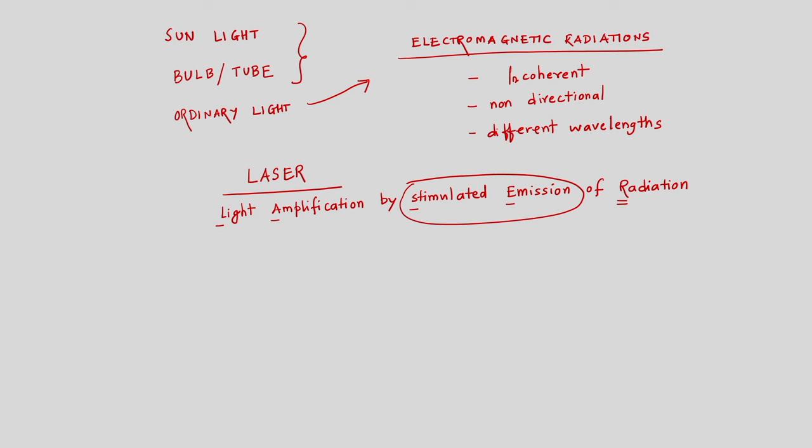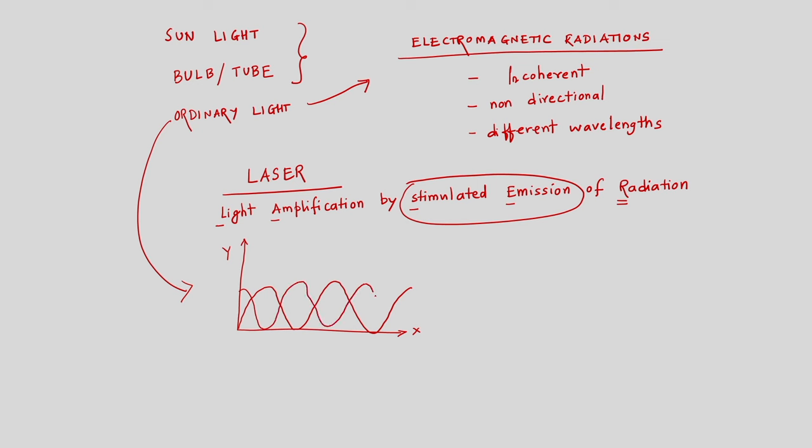So, what do we mean by coherent or incoherent? Suppose we consider an ordinary light. How would these waves be in the ordinary light? Let us consider along the x and y. Suppose we have one wave like this, then another wave of radiation may not start from the origin, it will start from some other position. Or we can have another wave like this. So, this we can call the incoherent waves of ordinary light.